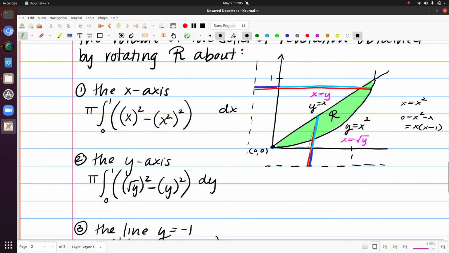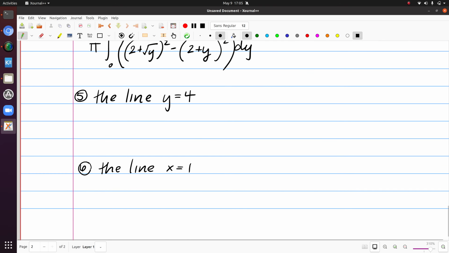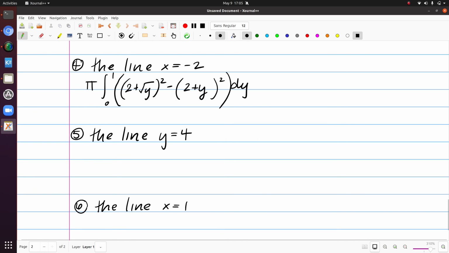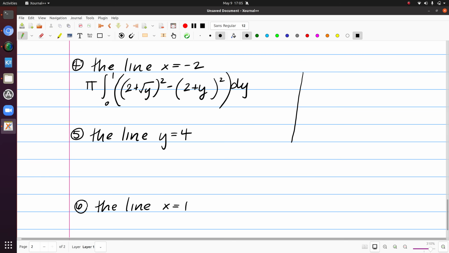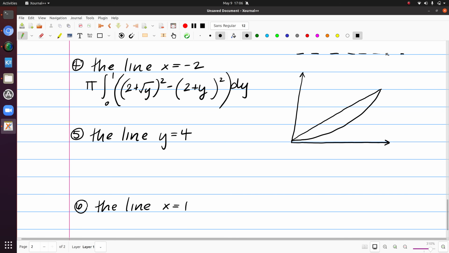Now, the last part here that I want to look at, these last two, what we're going to consider instead is being to the right or above the region. And what I might do is actually sketch this again. So the line y equals 4, just for reference, I'm going to sketch my region. So we're looking at something like this. The line y equals 4 is up here. It's quite a bit up there, but it's a horizontal axis of rotation. So I integrate with respect to x.